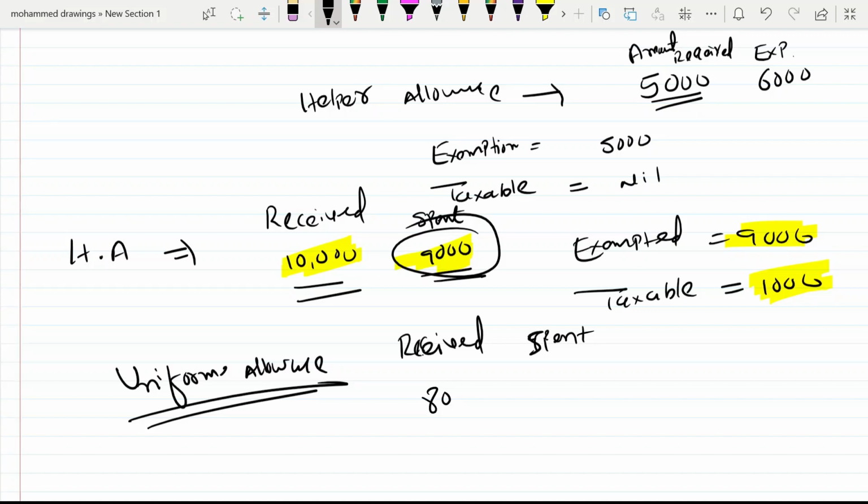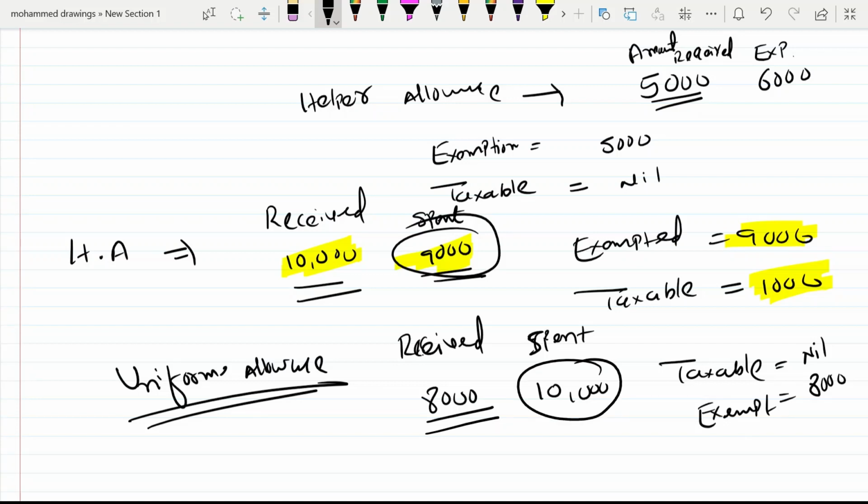So the taxable portion is, think of your answer in your mind and give me the answer. So here I ask you, what is the taxable portion? So the first answer is nil. And what is the exempted portion? 8,000. Why? Because he has received 8,000 but he has spent 10,000. So he cannot get exemption more than the amount he has received. So that is why the exemption is only 8,000 but the taxable portion is nil. So if you are giving this answer, then you are on the right track.